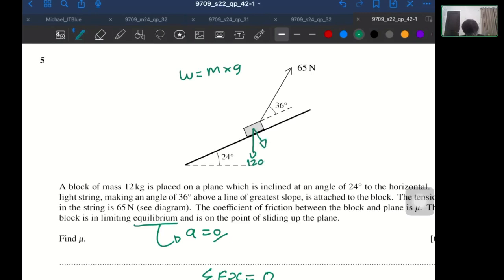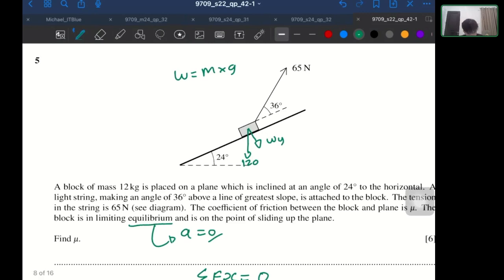And also here we have Wy, so it is the weight in the y direction. So it would be 120 cos 24. Why cos? Because we are given the adjacent and the hypotenuse. So what trigonometry will we be using if we have adjacent and hypotenuse? It would be cos, right? So we will be using 120 cos 24. And also we have the W in the x direction, which is 120 sine 24.